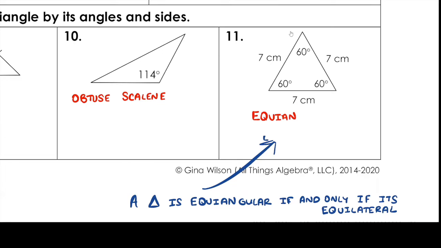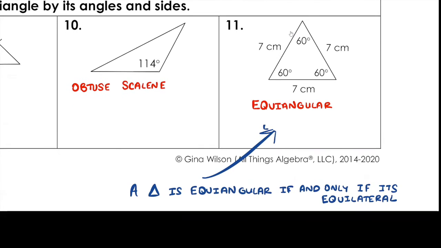If a triangle is equiangular, will it always be equilateral? Yep, it's a biconditional statement. A triangle is equiangular if and only if it is equilateral. You could do. Correct. Sure. Equiangular.